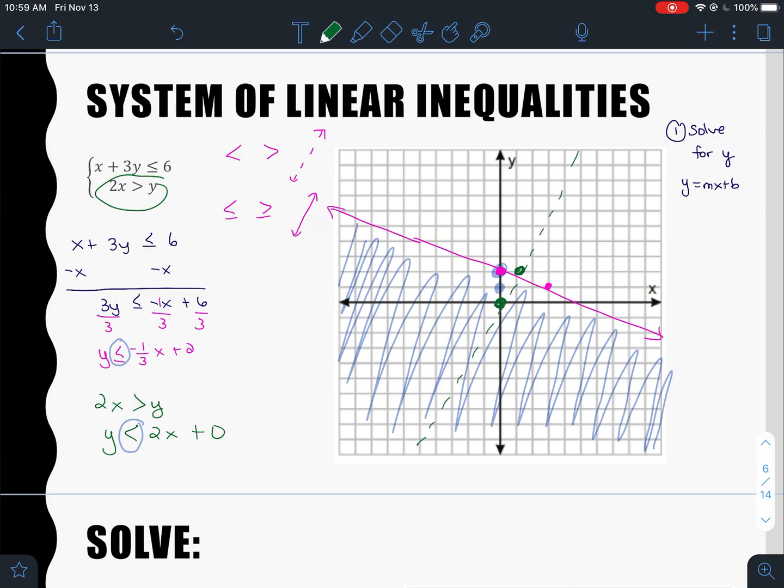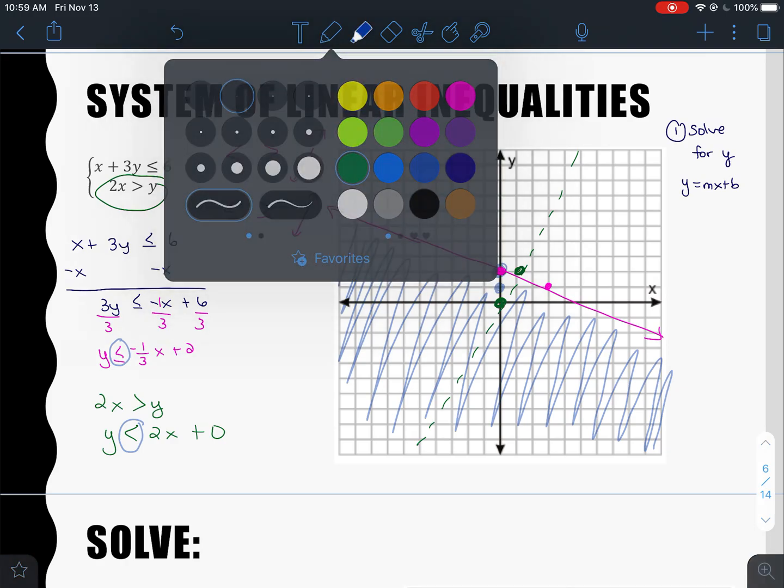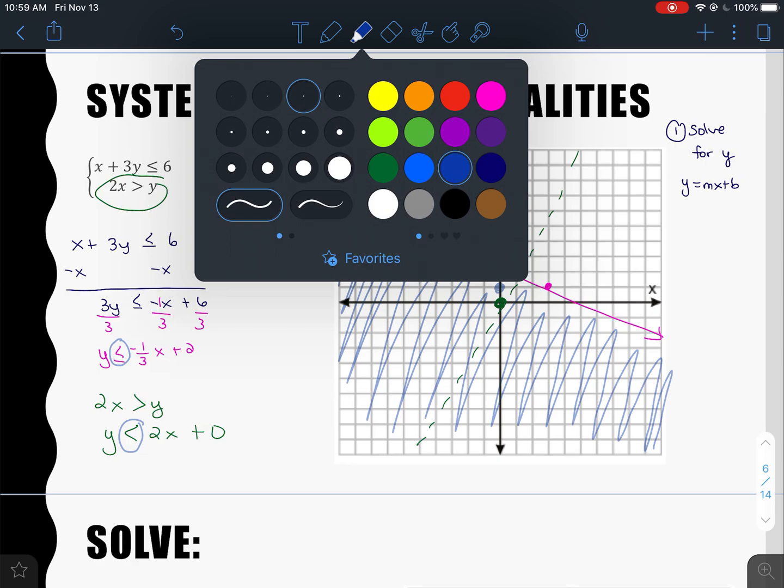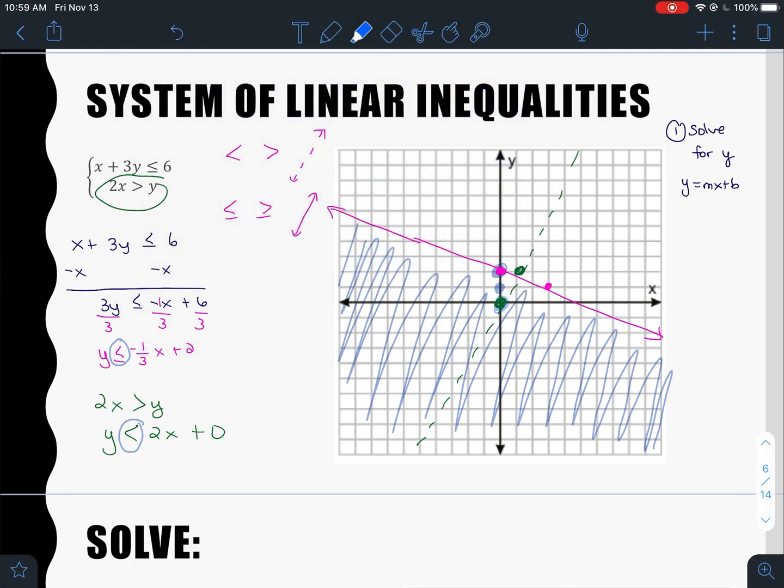And then notice y is still less than that. So I need to shade where my values are less than that green line. So where are they less than that green line? Well, here's a y value. To be less than, I need to shade underneath. So I need to shade all of the values underneath. So I'm going to shade underneath that line.